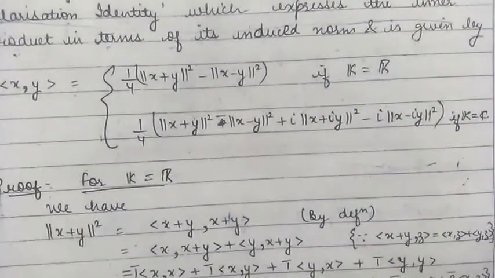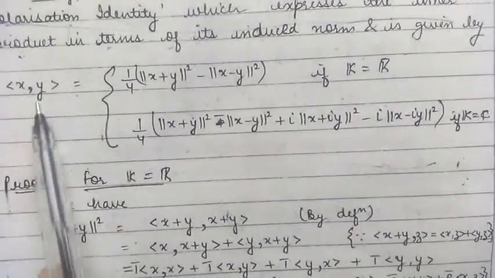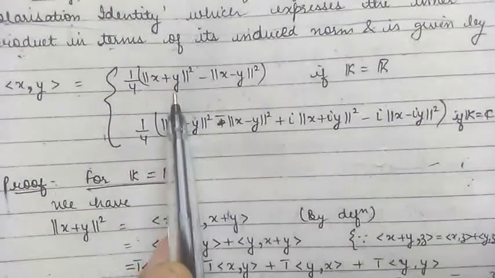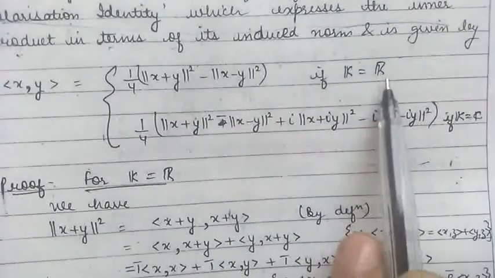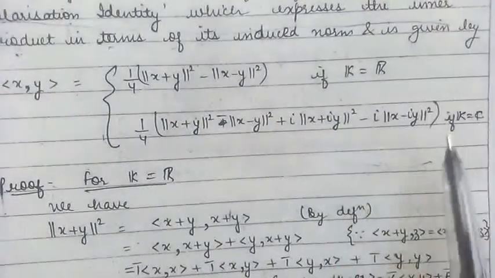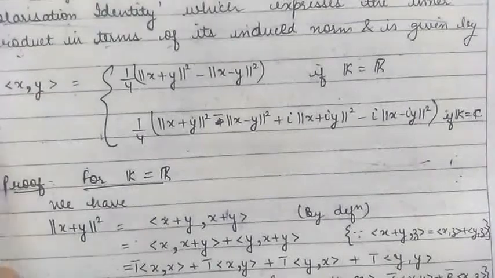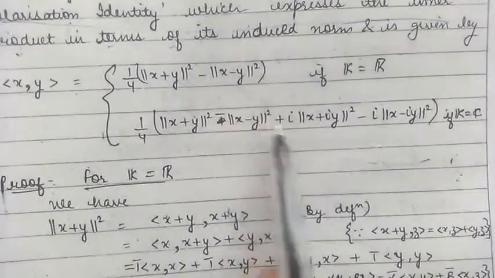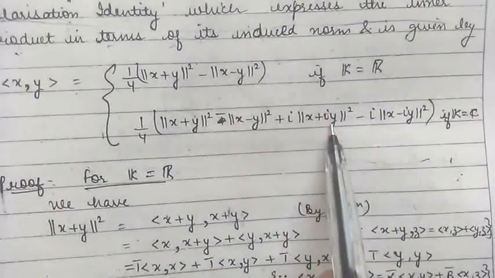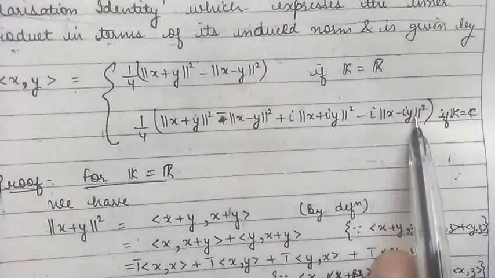So what is the polarization identity? The inner product of two elements in an inner product space X is given by 1/4 times (norm of x plus y squared minus norm of x minus y squared) if the field of scalars is the set of real numbers. If K is the set of complex numbers, in that case the inner product of x and y is given by 1/4 times (norm of x plus y squared minus norm of x minus y squared plus i times norm of x plus iy squared minus i times norm of x minus iy squared). This is the polarization identity. Now let us prove it.